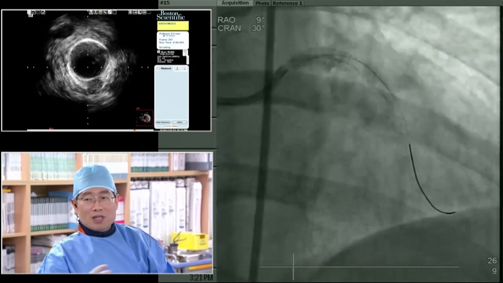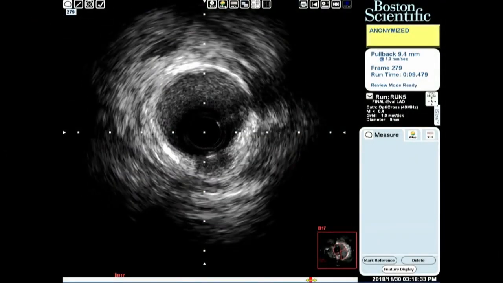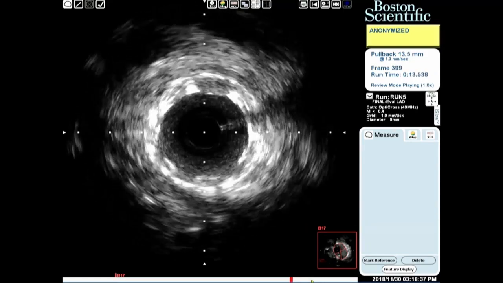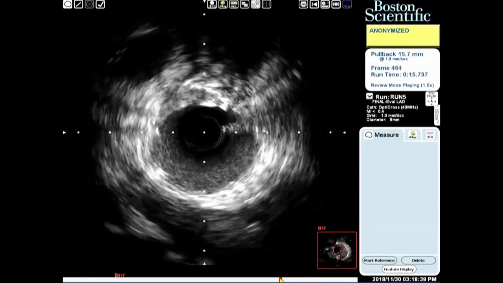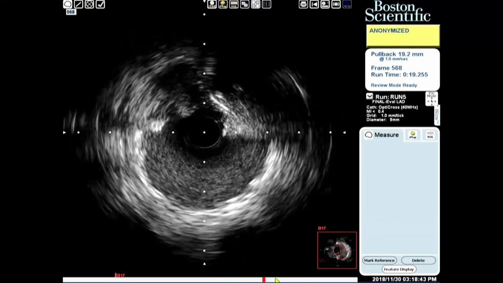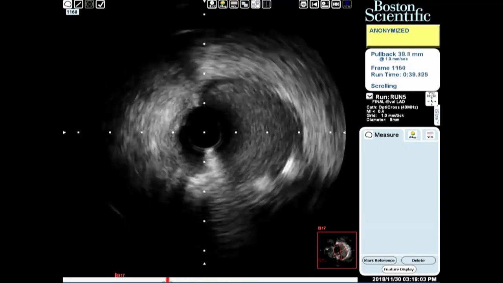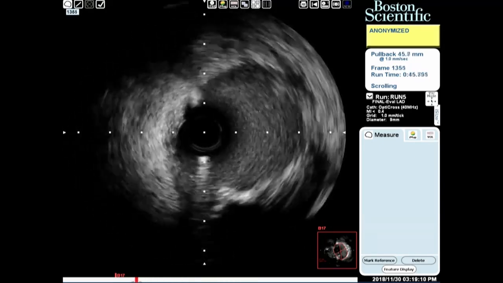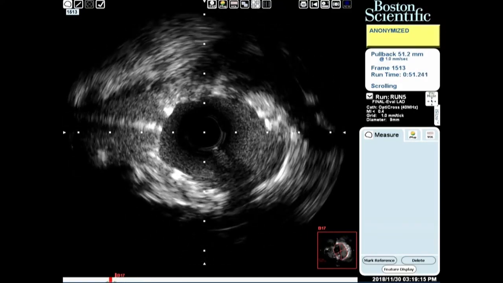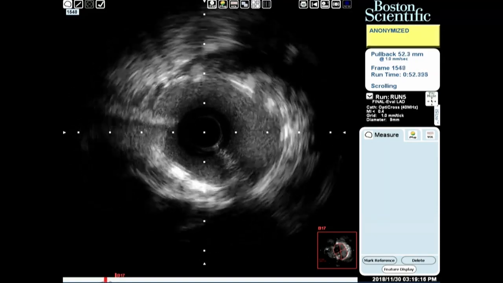And then we did the IVUS. IVUS, play, please. The stent is expanded to 3.0 at the distal part, there is no dissection, and it is well expanded. Now go to the proximal part. The minimal lumen area before the intervention was 4.0, but it increased to 9.7 at this point. And the proximal part of the left main is well apposed to the vessel wall. So we just finished the procedure.